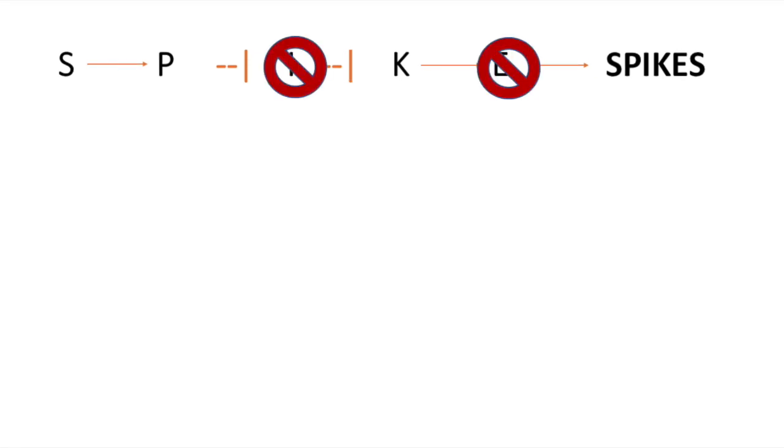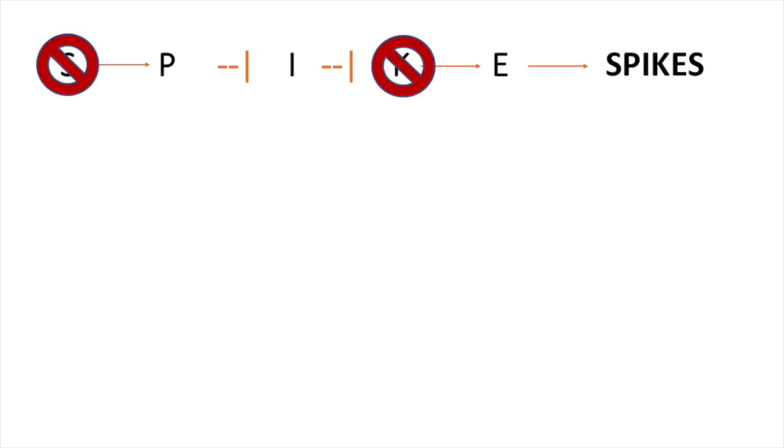For this one we will remove both I and E. If this happens, S promotes P, which then blocks I, but I is removed so it cannot be blocked, so therefore nothing represses K, so it would normally promote E, but E is already removed so it cannot lead to the formation of spikes. The last mutation we will illustrate for Danny will be the removal of S and K.